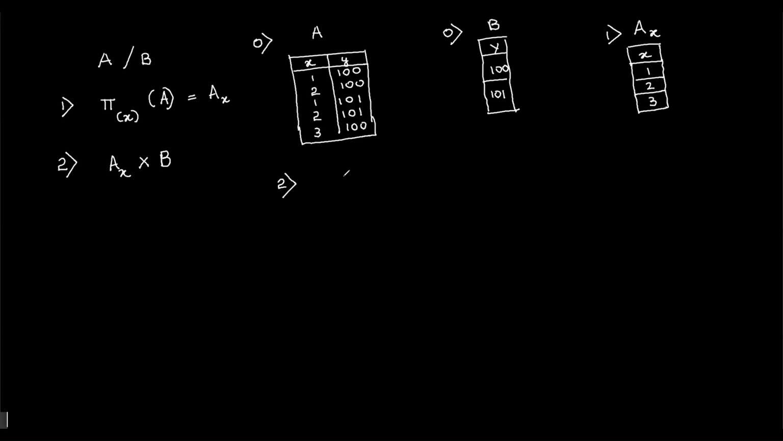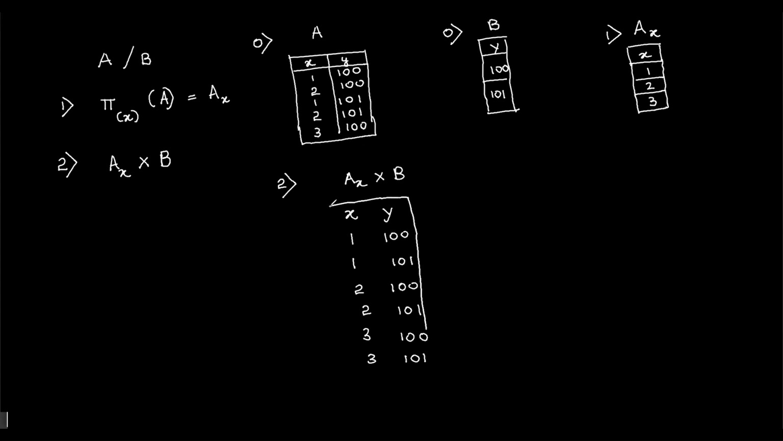The second step, AX cross B, must look like this. We have X and Y. The pairs are 1 with 100, 1 with 101, 2 with 100, 2 with 101, 3 with 100, and 3 with 101. This is what we have when we use cross product on the two relations AX and B. This is the second step. Now you can guess where this is actually going.